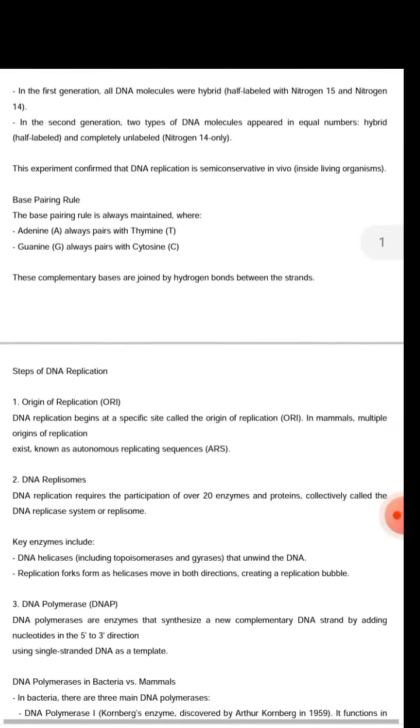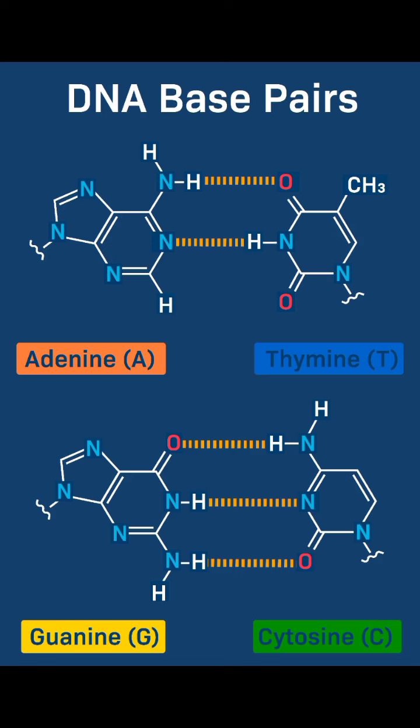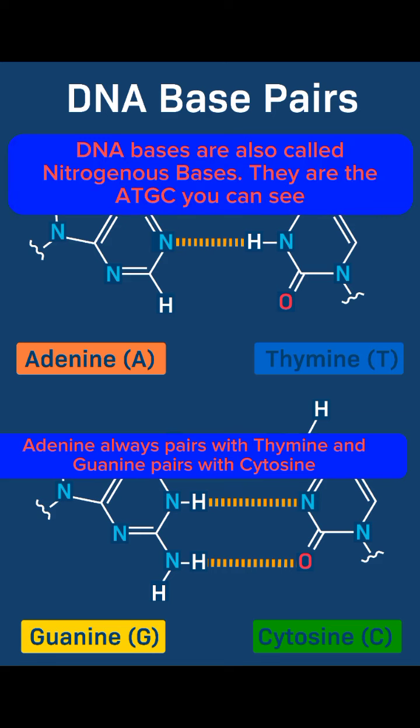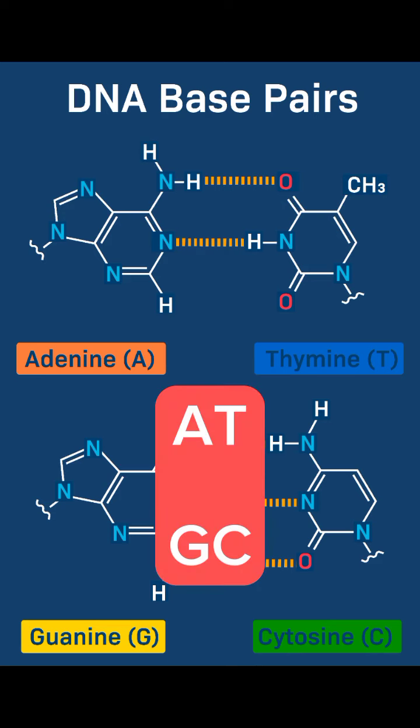So the next thing you want to look at is the base pairing rule. The base pairing rule is always maintained, and this means that for every adenine there is a thymine, and for every thymine there is an adenine. Adenine is a base that you can find in the DNA structure. Both adenine and thymine always pair with each other. So they will say for every A there is a T, and for every G there is a C. So we call it AT GC, just to remember.